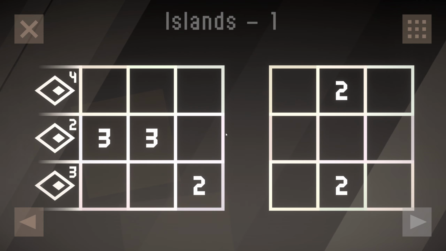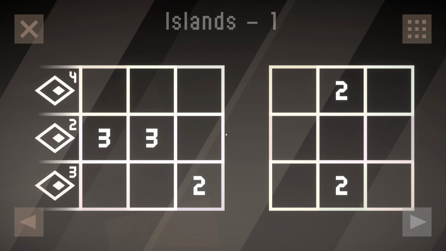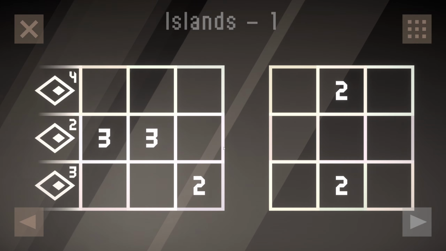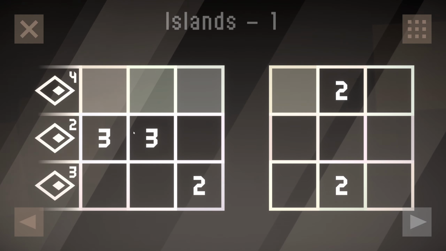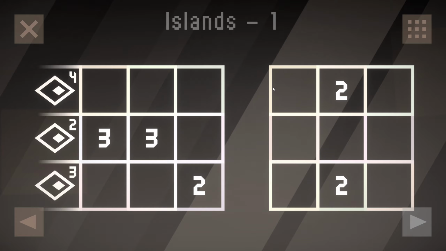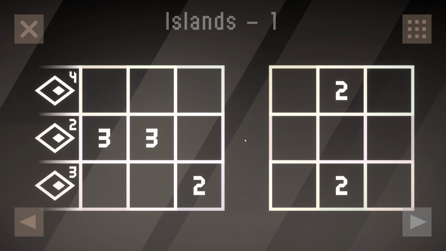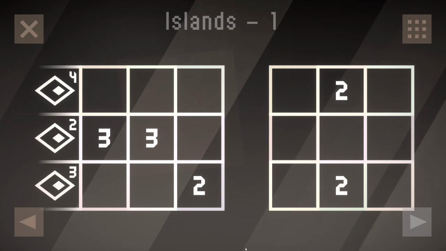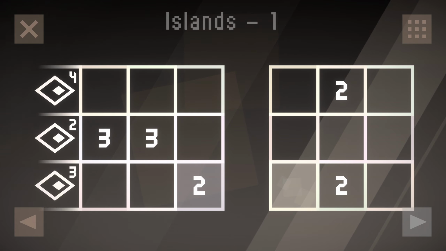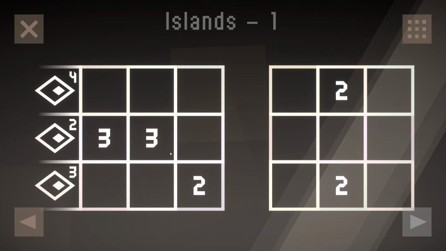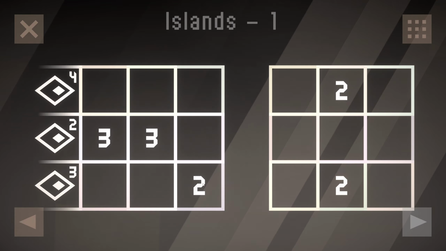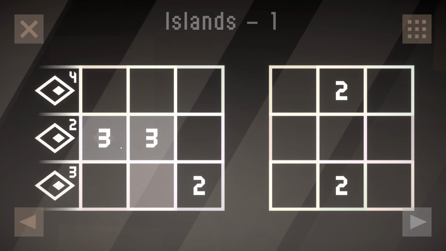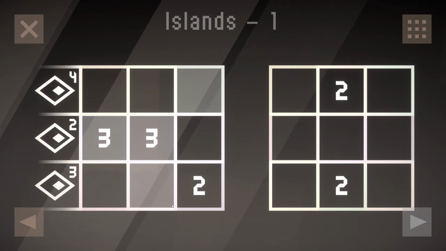What was this? Islands. This is one that I should be able to get, I think. So, if you're in a group of 4, well, you're not really in a group because of the gap in said islands. I assume this is not a group of 2. How can I make this 3 and this 2 not touch? Like that.